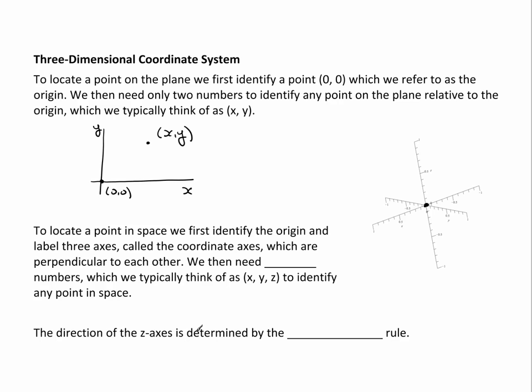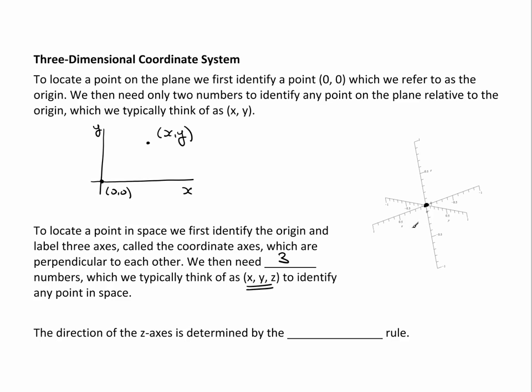These 3 axes are obviously called the coordinate axes, which are perpendicular to each other. Once I have these 3 axes perpendicular to each other, we then need 3 numbers, which we typically think of as x, y, and z, to identify any point in space.